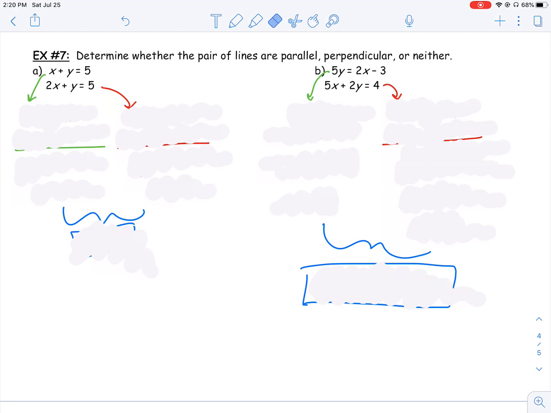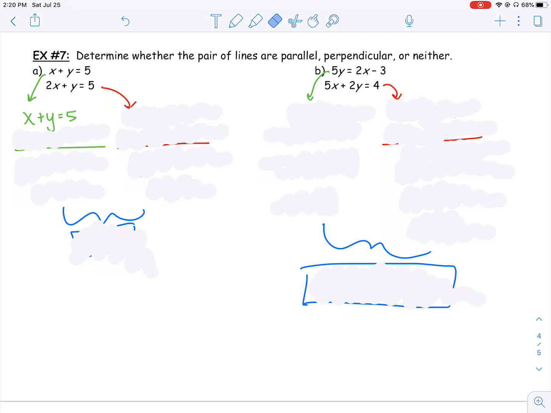Well, remember from our last video that if we can put any linear equation in slope-intercept form, y equals mx plus b, we can quickly pick out the slope and then compare them and see what type of lines they're going to be. So let's do that. Let's take the first equation. Let's put it in slope-intercept form.